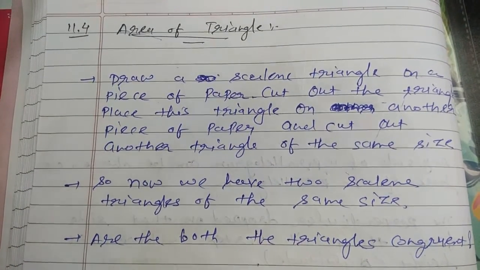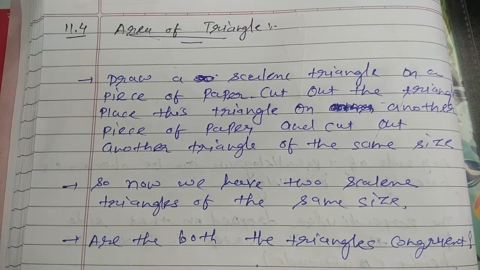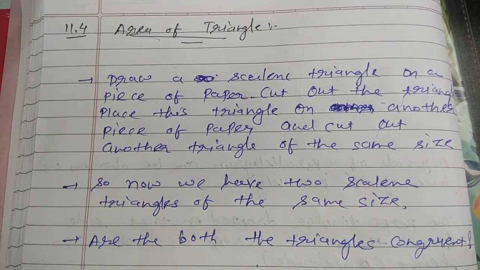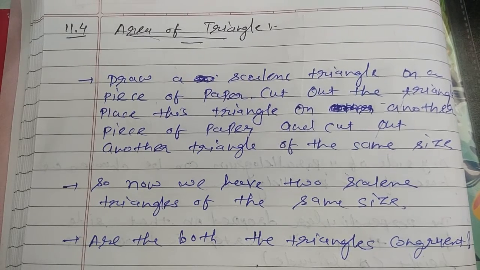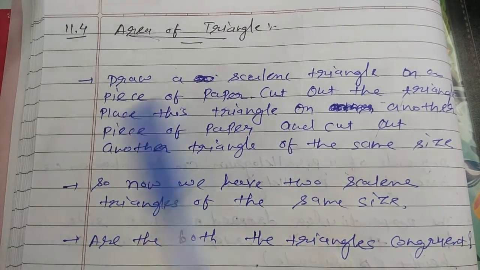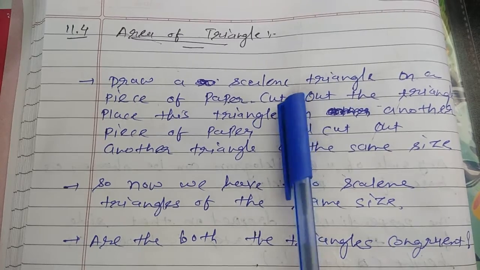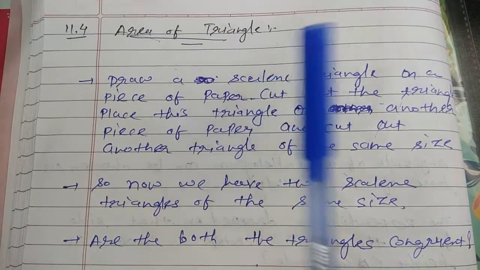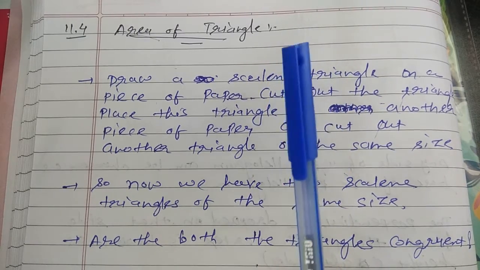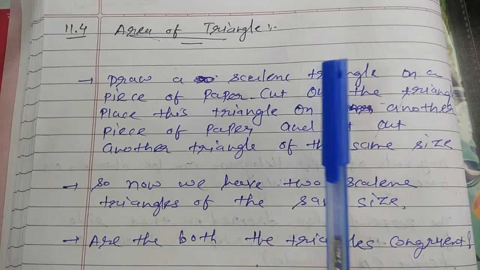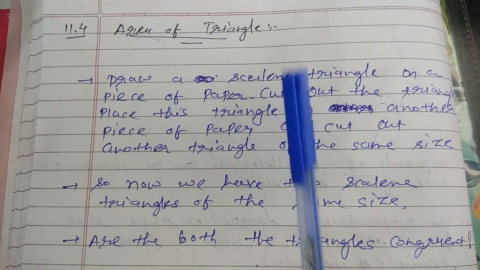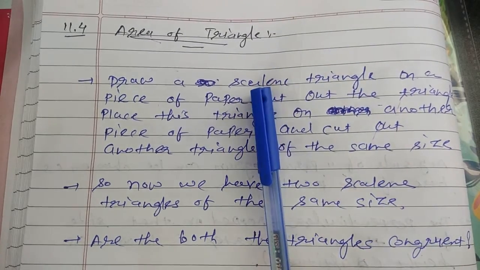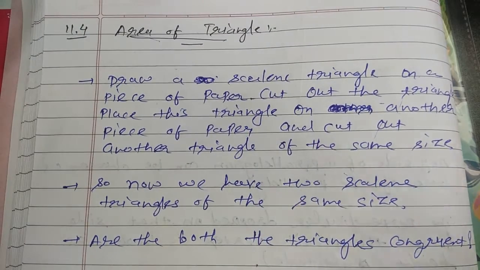Next topic 11.4, area of a triangle. Here in this topic we will find the formula to find the area of a triangle. Draw a scalene triangle. What is a scalene triangle? A triangle whose sides are not the same, not equal. All three sides of the triangle are different. That kind of triangle is called a scalene triangle.